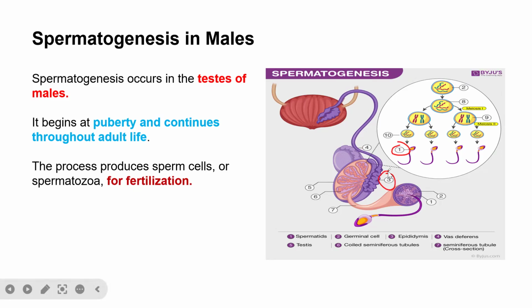We have the vas deferens, testes, coiled seminiferous tubules, and many more. But at this point, we are talking about spermatogenesis, which usually takes place in the testes of males. And at the end, it produces sperm cells or spermatozoa, which are used for fertilization. So then the next thing is oogenesis in females.